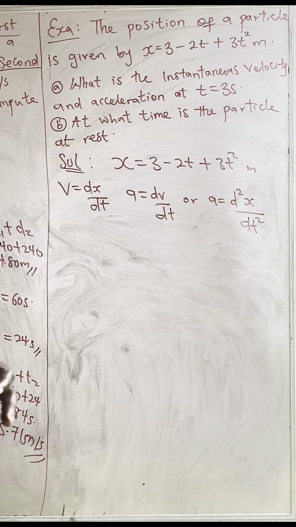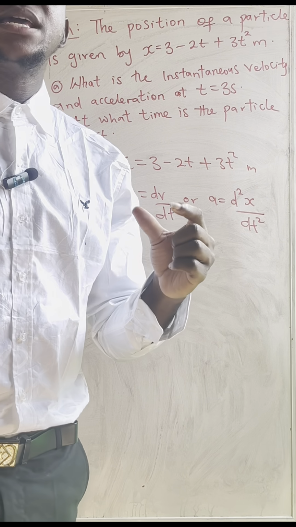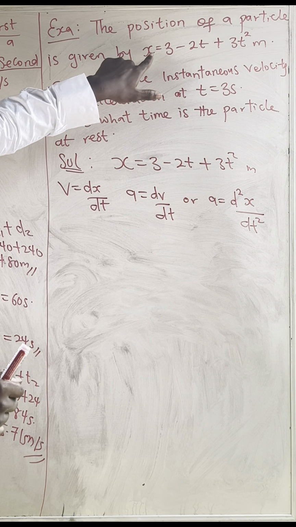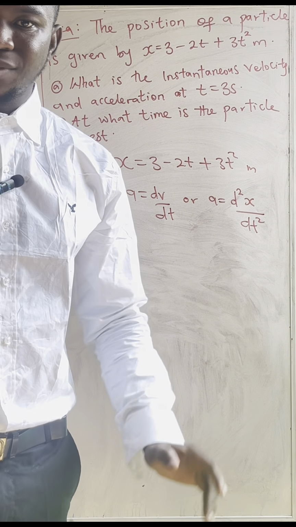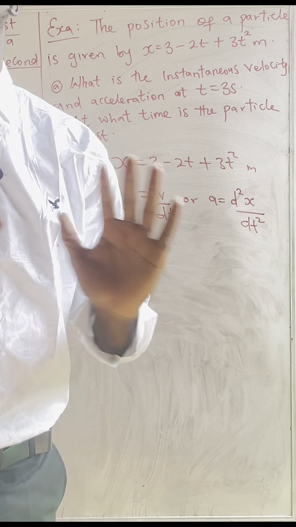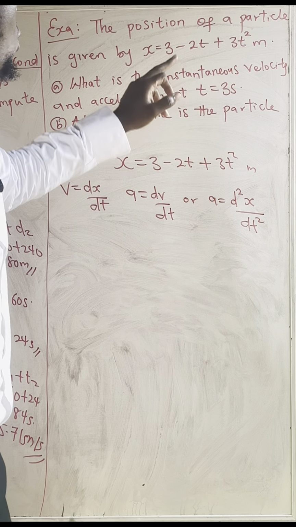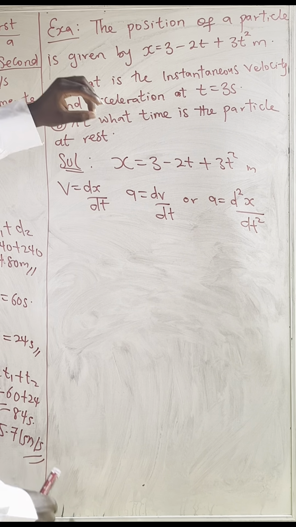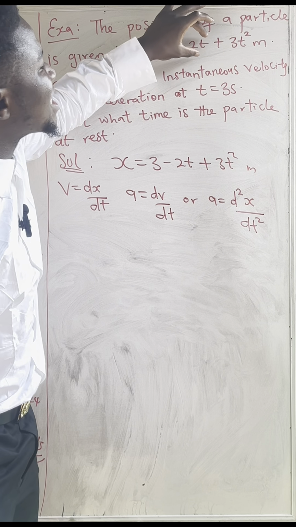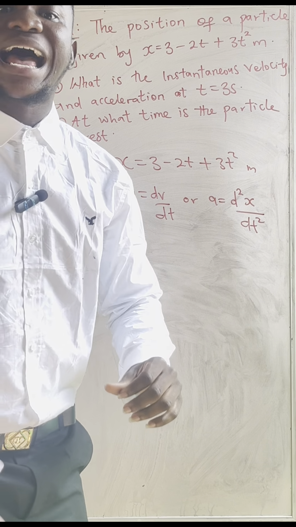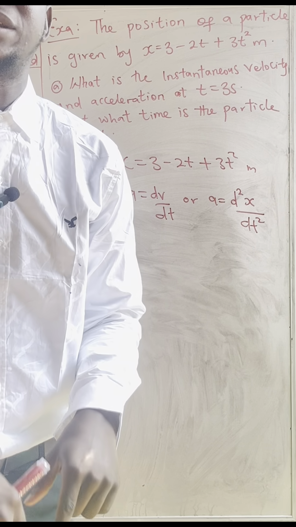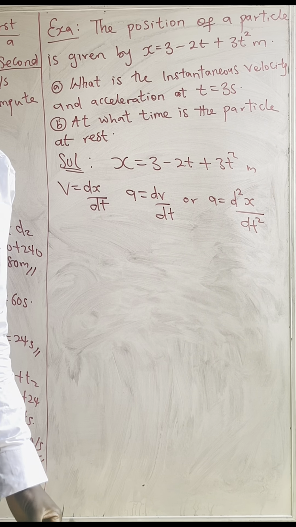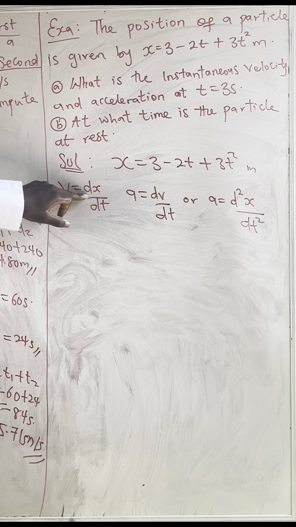So guys, listen attentively. You have to firstly be able to identify the parameters. What is x representing? Basically, x represents displacement. What is t representing? Time. This simply means that if I differentiate this x with respect to this t, I'm differentiating displacement with respect to time. The answer I'm going to get will be what? Velocity. So that is why your v is equal to dx over dt.